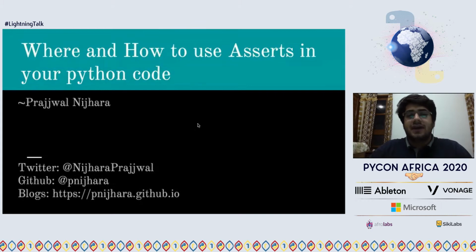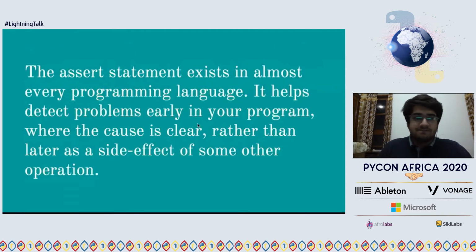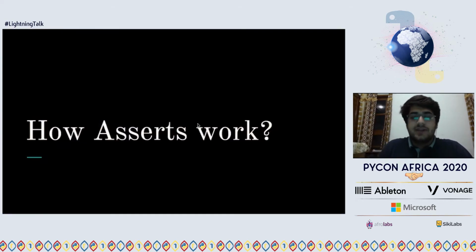So let us begin with my talk. I'll be talking on the topic: where and how to use asserts in your Python code. Let us first know what assert means. The assert statement exists in almost every programming language, as we all know. It helps detect problems early in your program, where the cause is clear, rather than later as a side effect of some other operation. It can be called a debugging tool, instead of a try and except statement.